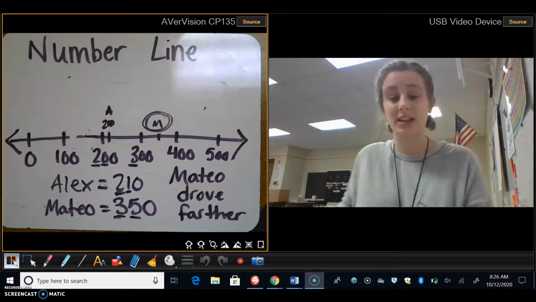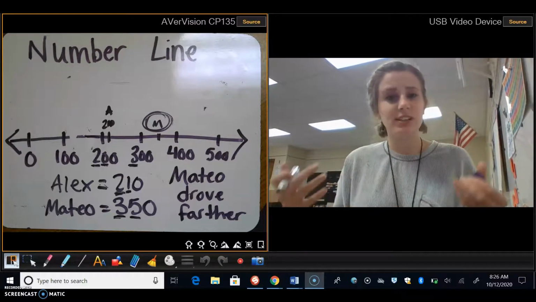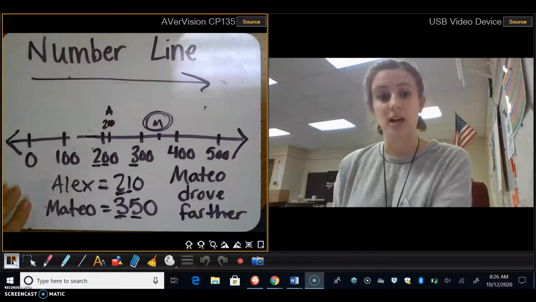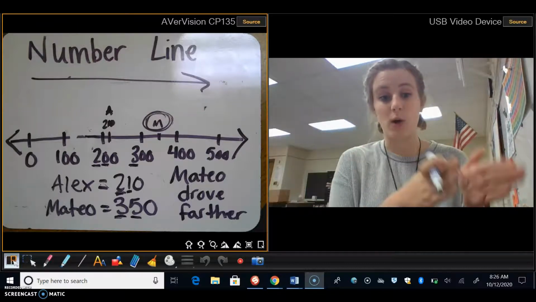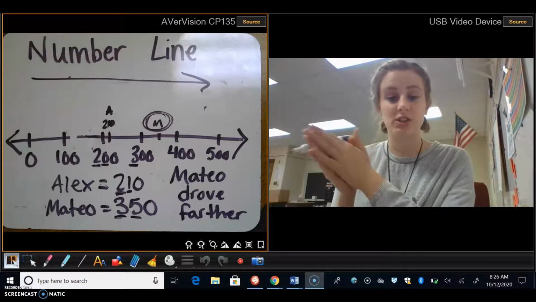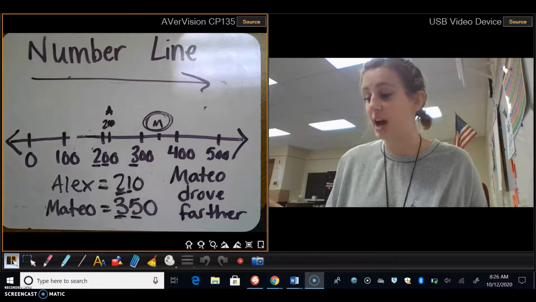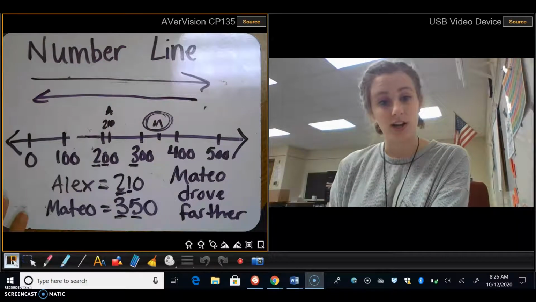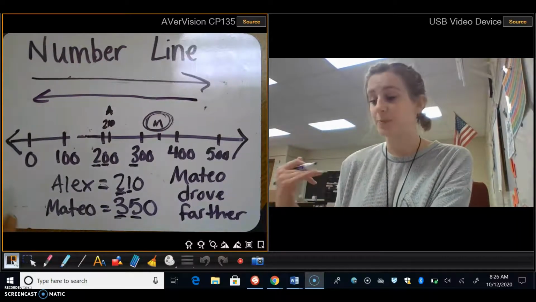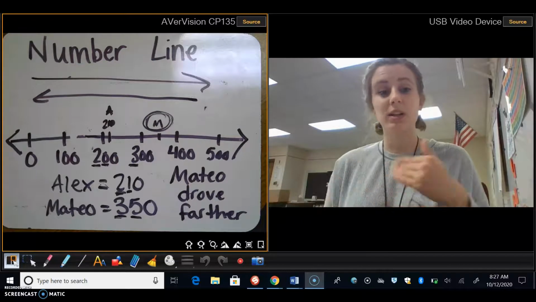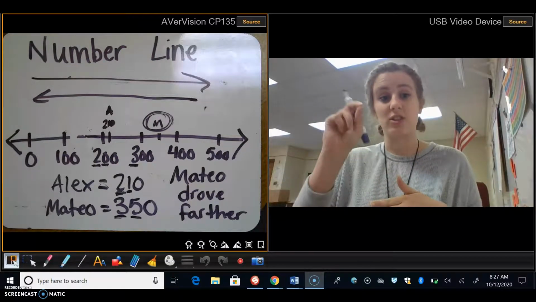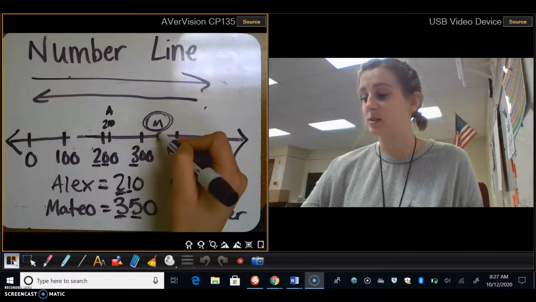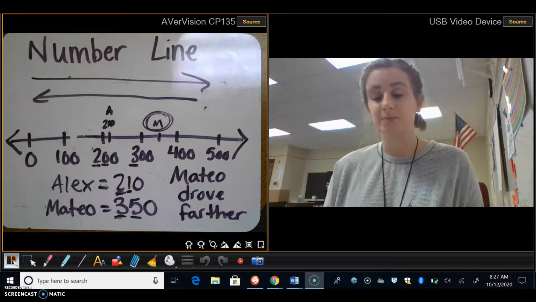We can also think of it like this. When we're on a number line, just like in our hundreds chart, if we are going to the right, our numbers are getting bigger, right? So they went from 100, 200, 300, 400. It's getting greater each time. If I go to the left, my numbers are getting smaller. So it's like counting backwards, okay? So when we're looking for the largest number, we're looking for the furthest tick that we marked. So I would say Mateo's is the greater number, right?